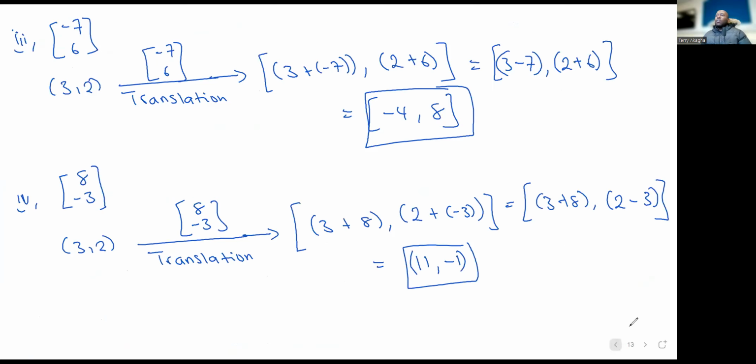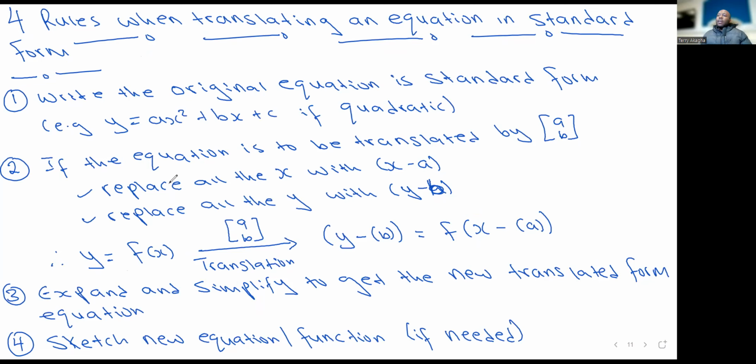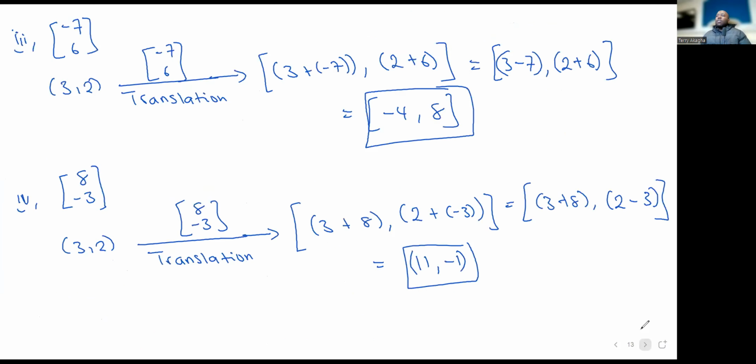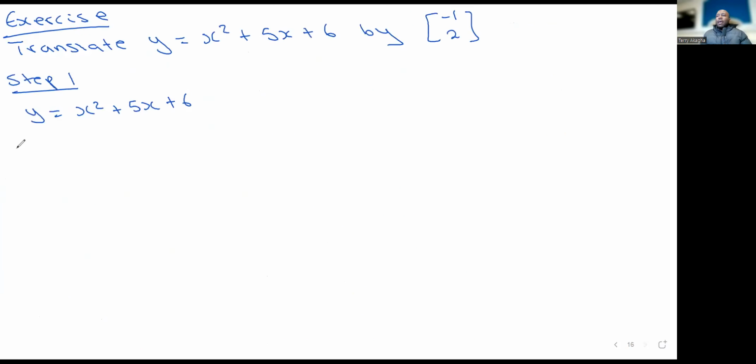Now the second thing to do is that after doing that, we'll have to replace all the x with x minus a and the y with y minus b, okay? So in order not to make the mistake I made the last time, I'm going to first identify my a. The a here is what? -1, and the b here is what? 2. So we're going to replace all the y's with y minus 2, so it's going to become y is equal to x squared plus 5x plus 6.